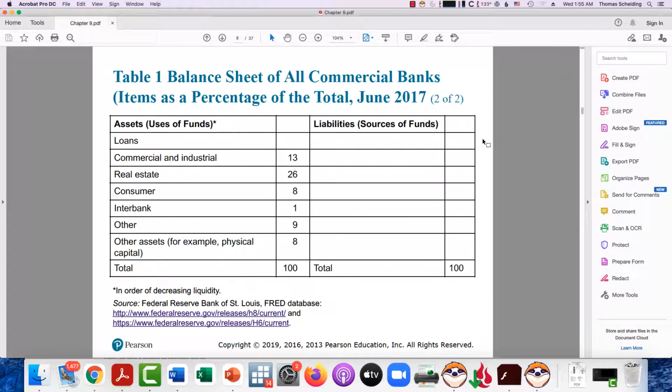Other assets then include real estate. So the real estate, that's mortgages, that's commercial properties. Then you've got commercial and industrial loans. That would be business loans, essentially. And then you've got other miscellaneous things here.